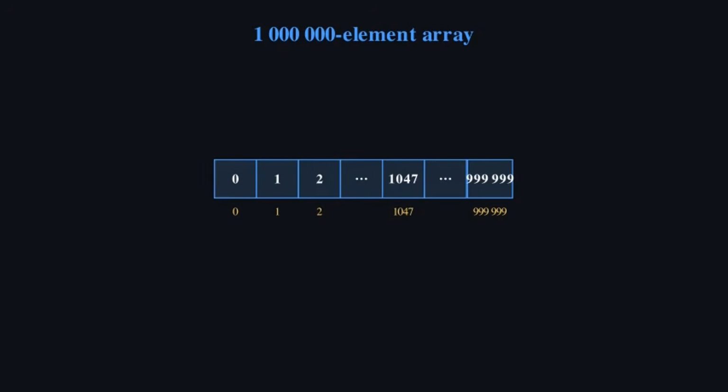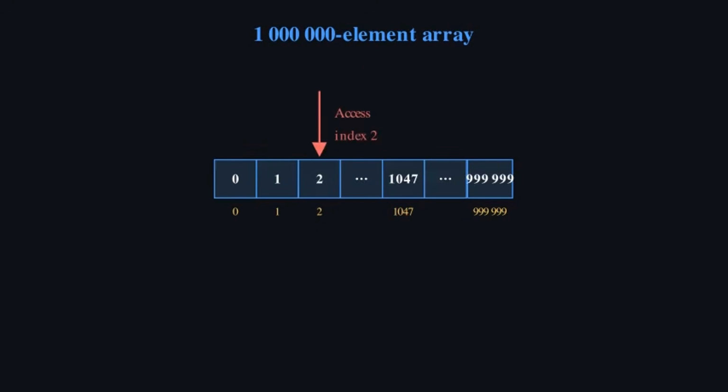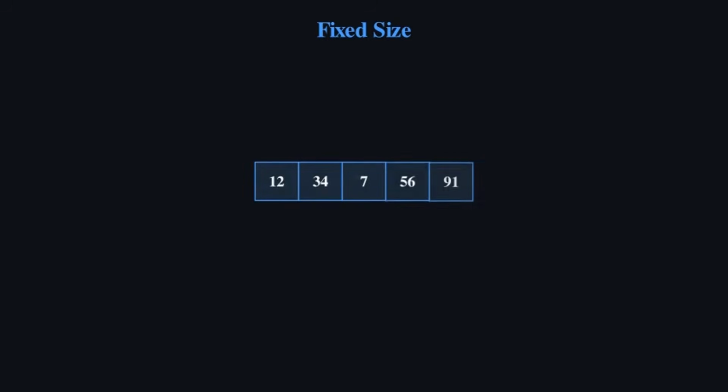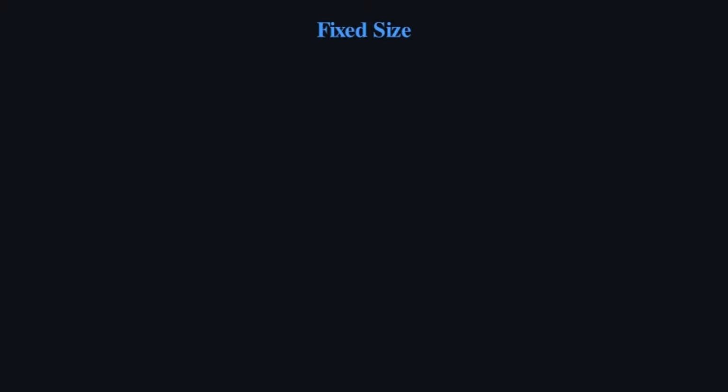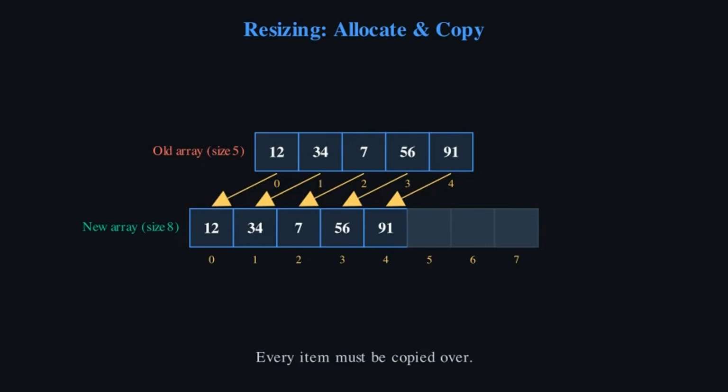In an array, since everything is lined up with numbers, the computer can jump straight to any element in the array instantly. This means grabbing item number 1047 out of 1,000,000 is just as fast as grabbing item number 2. This is called O of 1 access, or constant time. But there's a downside. The size of an array is fixed. This means that if you ever need more room, the computer needs to grab a bigger block of memory and copy every single item over.